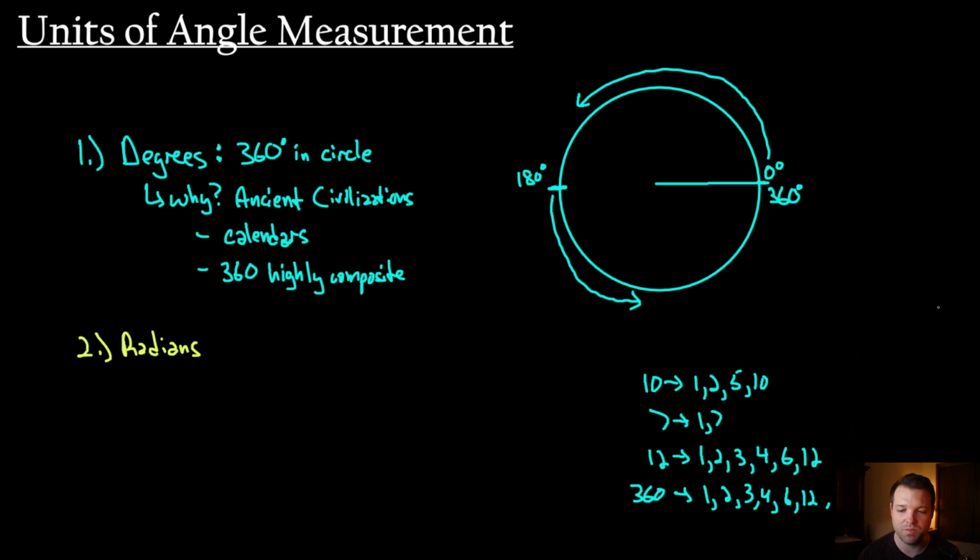So the next question might be, why is it beneficial to be highly composite? They chose 360 probably because it was highly composite. Why? The answer is probably because they didn't have calculators back then. It made sense to choose a number that could be broken down into nice whole numbers, and a highly composite number can do that. Let me erase all this so I have room later on.